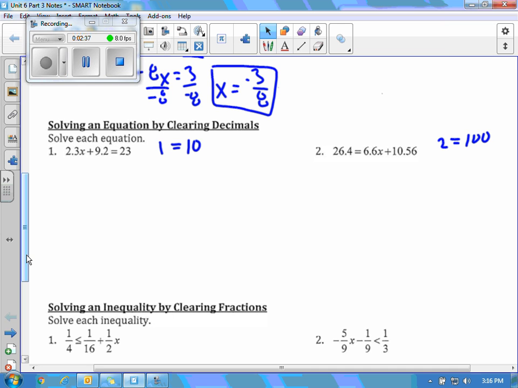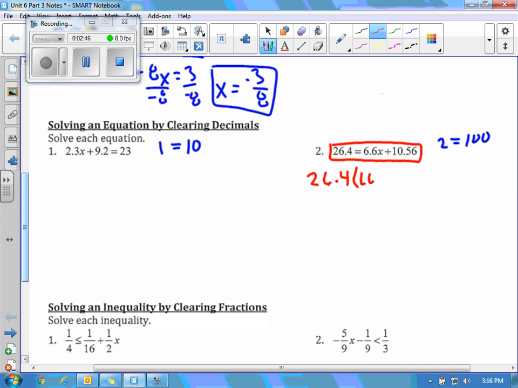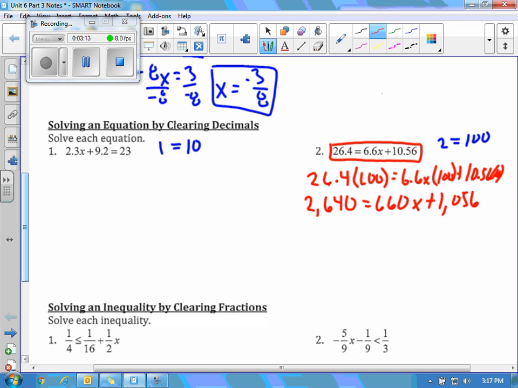So let me show you what I mean by that. And I'll show you on number 2 since it's the one that's by 100. So I'm going to take every part of this equation and multiply it by 100. And I might run out of room. So everything's being multiplied by 100. When I multiply by 100, I just move the decimal to the right 2 places. So 26.4 is going to become 2,640. 6.6x is going to become 660x. And 10.56 is going to become 1,056. Since I'm multiplying by 100, I just go 2 places to the right.